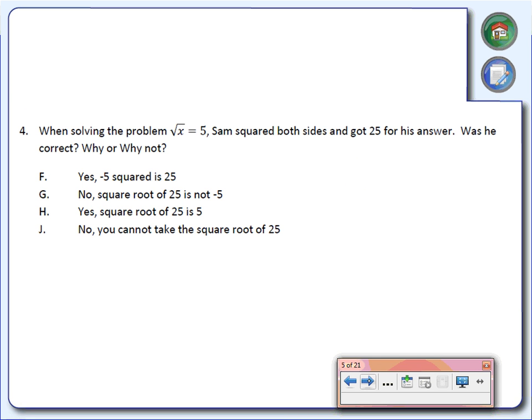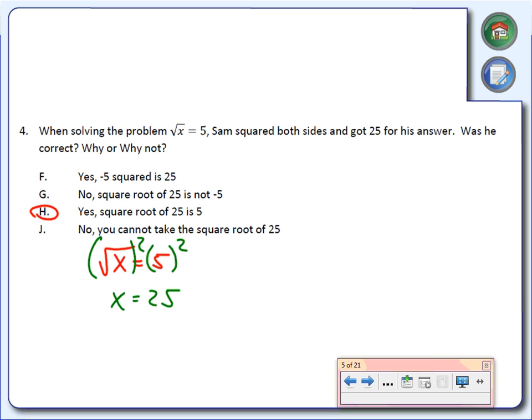Number 4, when solving the problem, the square root of x is equal to 5, Sam squared both sides and got 25 for his answer. We want to know, is this correct? So here's what they're saying he did. He took this equation right here, squared both sides, and got x equal to 25. The question is, is that right? Yes, it is. Now we've got two yeses, F and H. Negative 5 squared is 25, or yes, the square root of 25 is 5. Which one should it be? Square root of 25 is 5. Okay, so that should have been H.